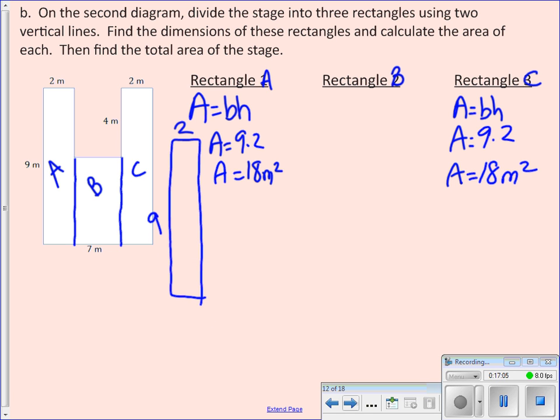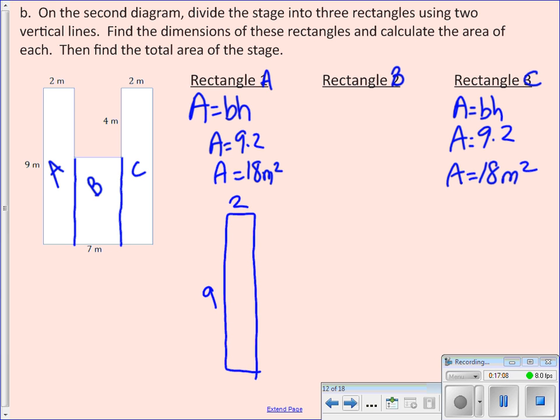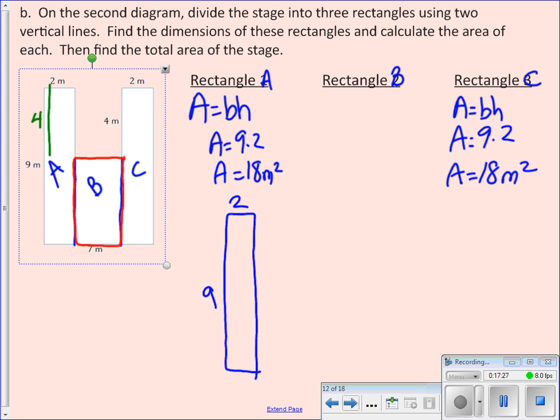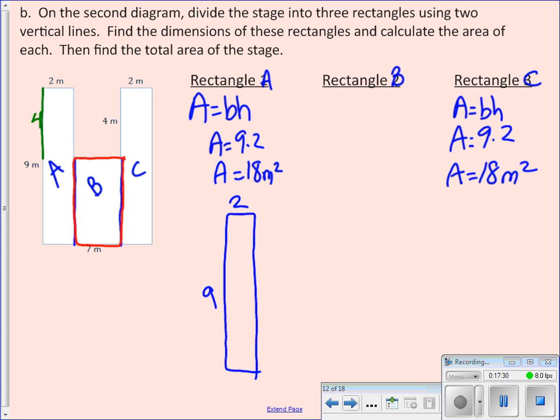So now I have to look at shape B in the middle. When I look at shape B, I don't know the base or the height. But I do know that if this is 4, and I bring it over to my 9, that's the top half. So what is the bottom half? What is that part of the 9? 5. So that is now the height of B.